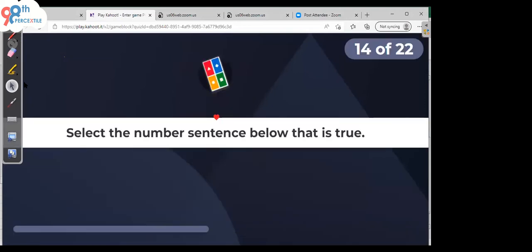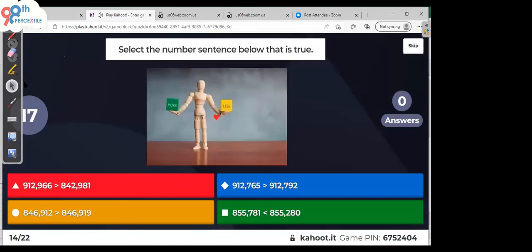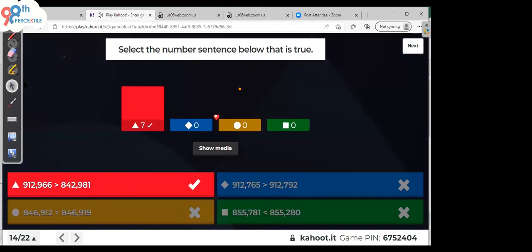Select the number sentence below that is true. Which one is true? Quick answers. Okay, very good. Everyone got it correct. So we know that this one is greater than the next one. Okay, so others all are incorrect. So I hope greater than, less than, and equal to is clear. So the place values you must understand.